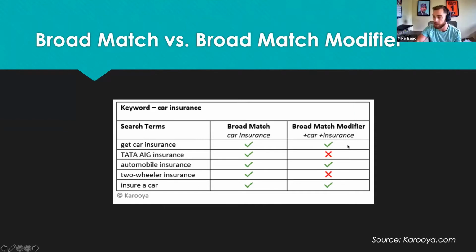When you're looking at the broad match modifier keyword, you can see that we have a little bit more of a limitation in terms of which ones would show up. So it would still show up for car insurance because it includes both of those terms there. The TATA AIG insurance, that would not be triggered because it doesn't also include the keyword car. With automobile insurance, same kind of thing, that would also not show up. Two-wheeler insurance, same thing, doesn't include the keyword car, so that wouldn't show up. And then insure a car, it still includes both of those.